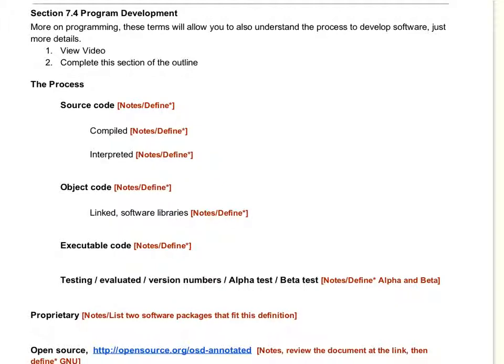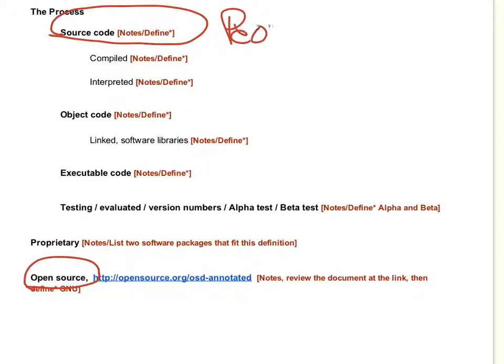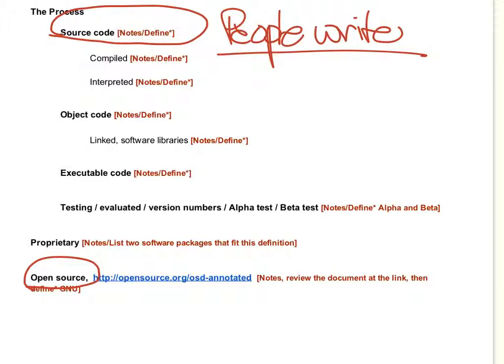And then here we talked about the process. Source code, that's where the term open source comes from. This is what people write. People develop, people write code. You know, software's only as good as the people who design it. Gets compiled in an object code. We link other software together.